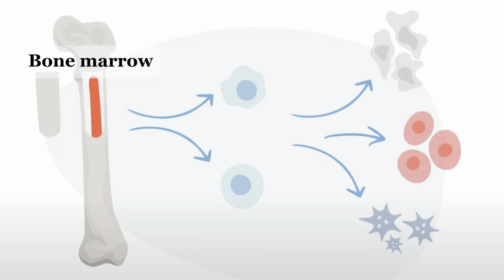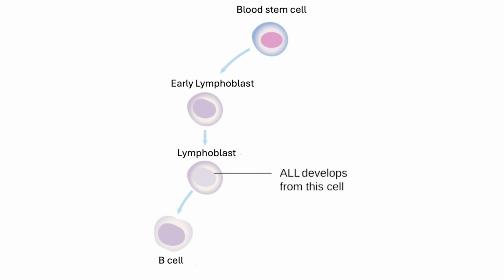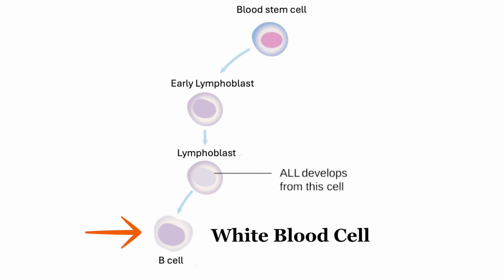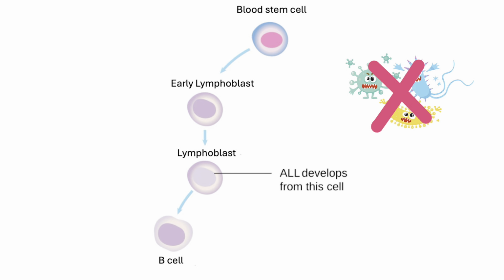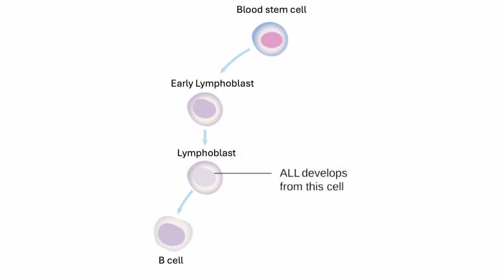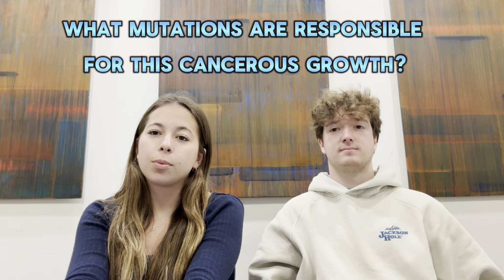B-ALL begins in the bone marrow, which is the spongy tissue inside of our bones where new blood cells are made. The bone marrow produces several types of blood cells, like platelets, red blood cells, and white blood cells. B-ALL targets B cells, which is a type of white blood cell responsible for protecting your body against viruses and bacteria. During the B cell life cycle, immature B cells are known as lymphoblasts. In B-ALL, genetic mutations prevent these lymphoblasts from developing properly into mature B cells. Instead of maturing, they multiply uncontrollably, crowding out healthy cells and weakening the immune system. But what mutations are responsible for this cancerous growth?